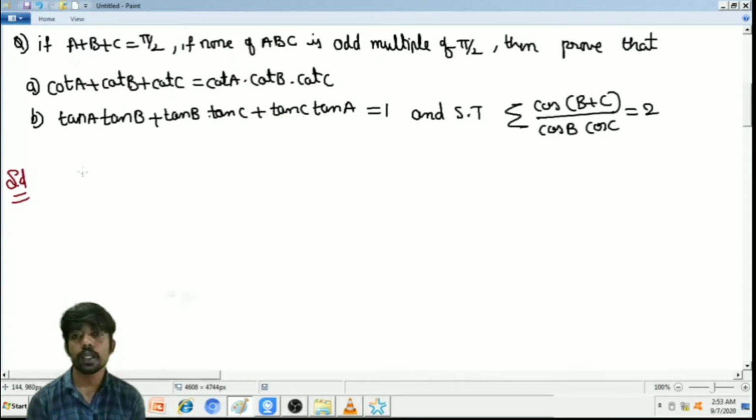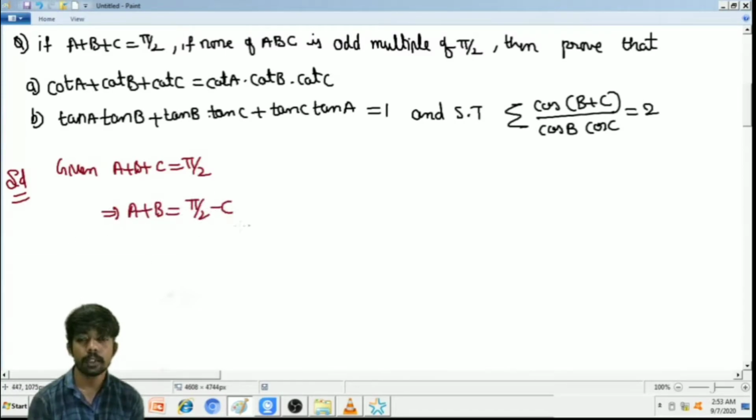In the next question we are given a plus b plus c is equal to pi by 2. First condition is cot a plus cot b plus cot c is equal to cot a cot b cot c. So we need to prove that first condition. I am first considering a plus b is equal to pi by 2 minus c. So apply cot on both sides: cot of a plus b is equal to cot of pi by 2 minus c.